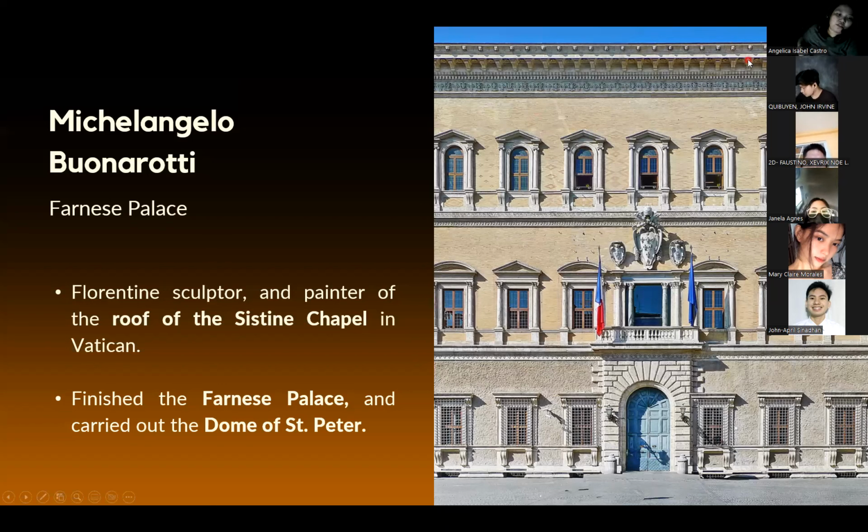So Michelangelo was a Florentine sculptor and painter of the roof of the Sistine Chapel in Vatican. Can you tell me the name of this famous painting of Michelangelo? He painted a lot inside the Sistine Chapel. He painted the south wall, a lot of walls, but he also painted the ceiling, not the roof, of the Sistine Chapel in Vatican. What is this famous painting by Michelangelo? Can anyone recall?